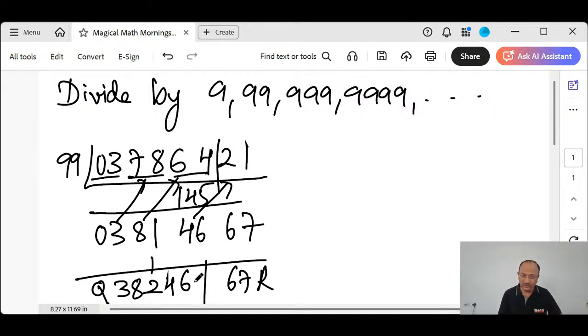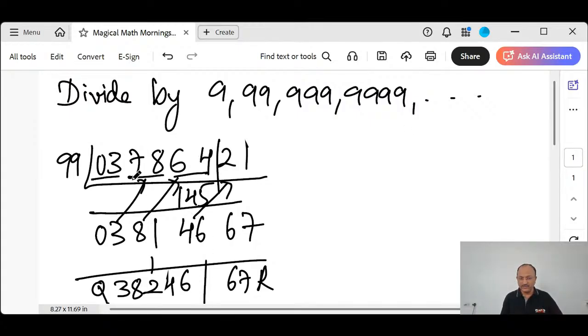Without explanation, if I do it, I'll be able to do this one in a maximum of 4 or 5 seconds. Isn't it good? Dividing by 99 with such a big number, you are able to do it in 4 or 5 seconds. You can make everyone feel crazy by your skills, correct?